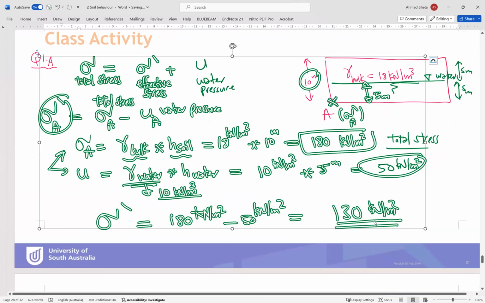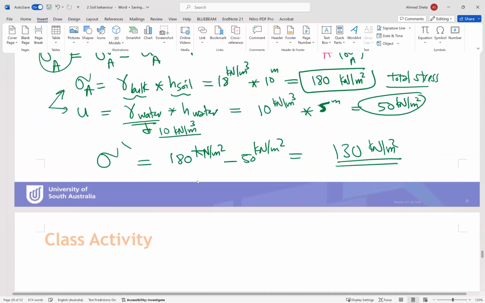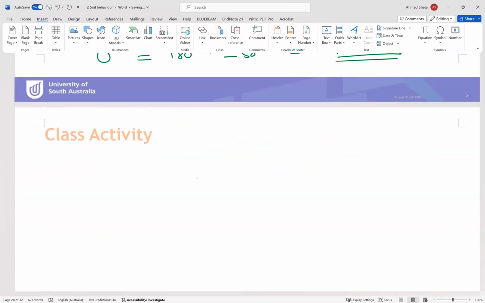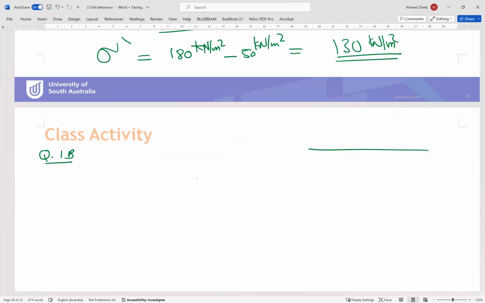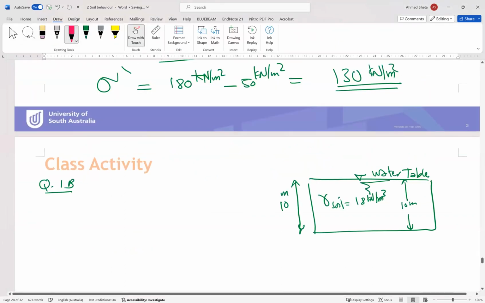So we add another one. For question 1b, here is the same soil, but we have the water table at the top. The water table rises. So the total height of water is 10 meter. The water table is also 10 meter. Gamma soil, or gamma bulk, is equal to 18 kilonewton per cubic meter. And we need to find the effective soil pressure at A.